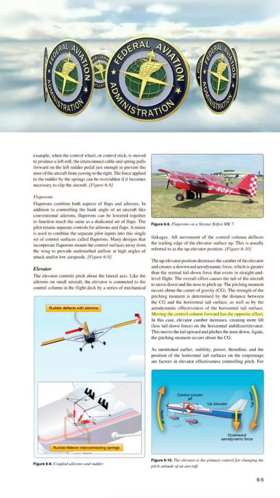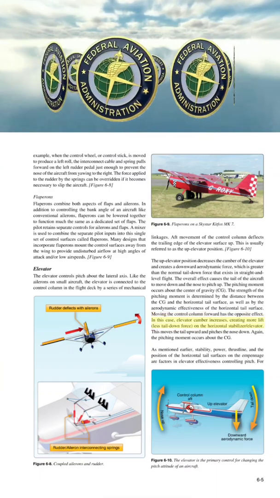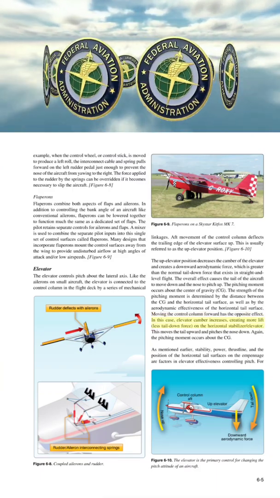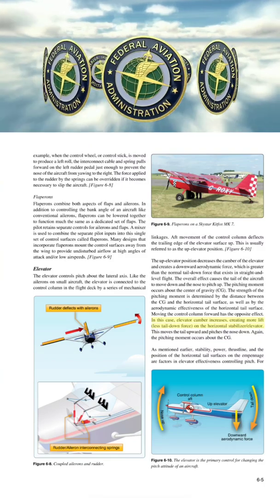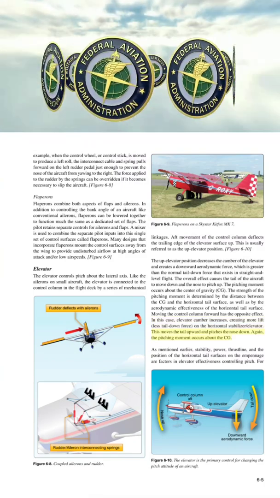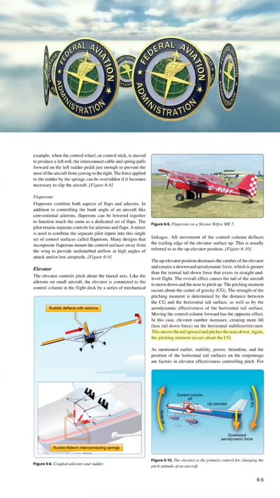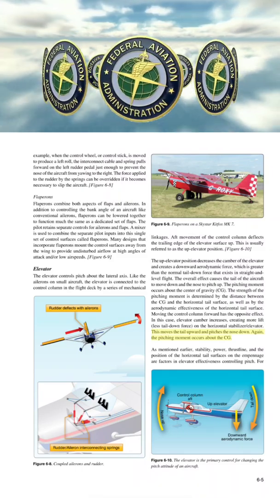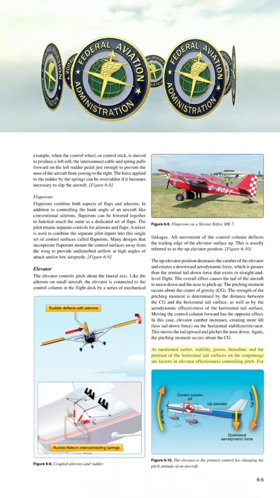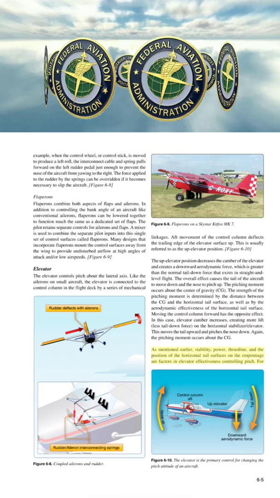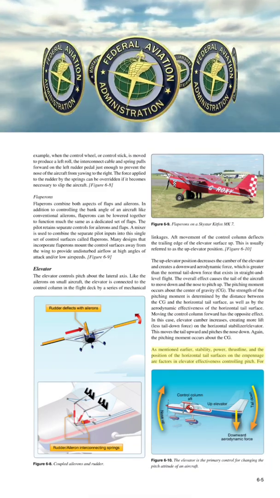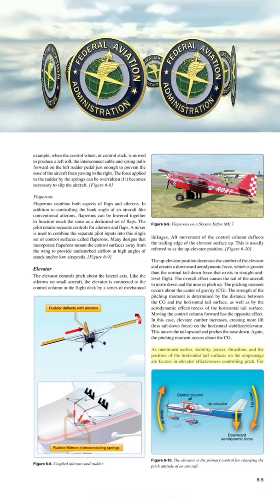Moving the control column forward has the opposite effect. In this case, elevator camber increases, creating more lift, less tail down force on the horizontal stabilizer, elevator. This moves the tail upward and pitches the nose down. Again, the pitching moment occurs about the CG. As mentioned earlier, stability, power, thrust line, and the position of the horizontal tail surfaces on the empennage are factors in elevator effectiveness controlling pitch.